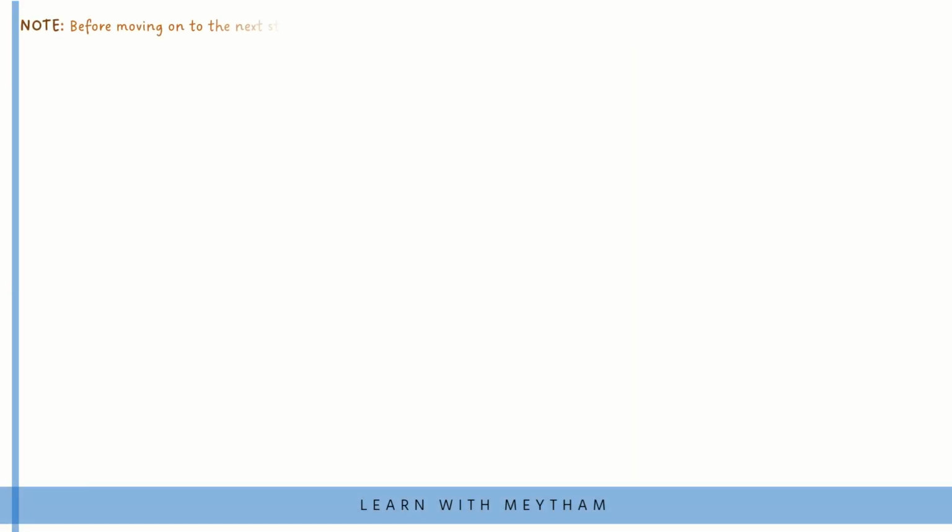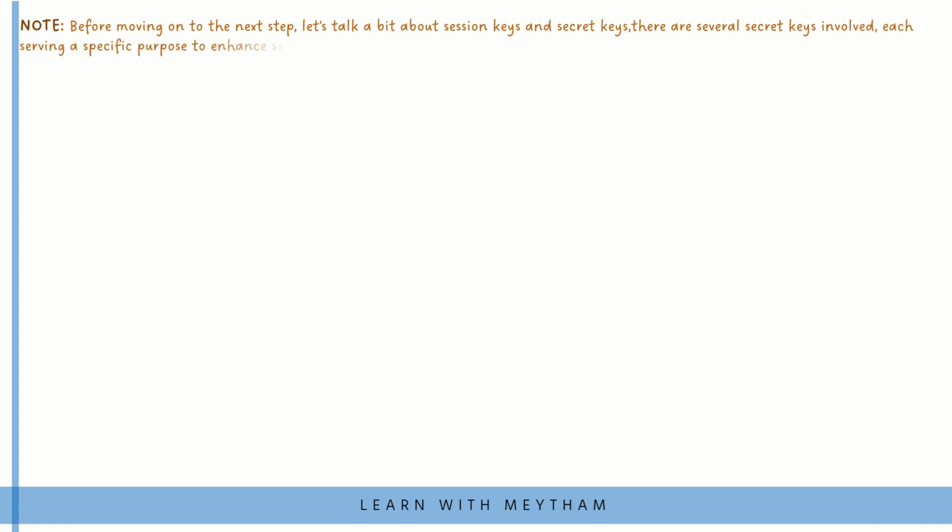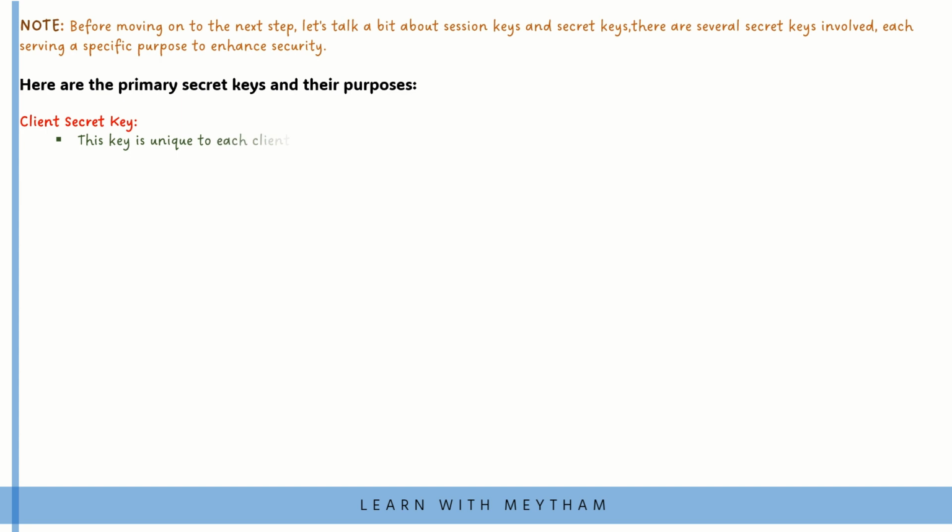Note: before moving on to the next step, let's talk a bit about session keys and secret keys. There are several secret keys involved, each serving a specific purpose to enhance security. Here are the primary secret keys and their purposes. Client secret key. This key is unique to each client user. Authenticate the client to the authentication server. Protect the authenticity of the client's communication with the TGS.